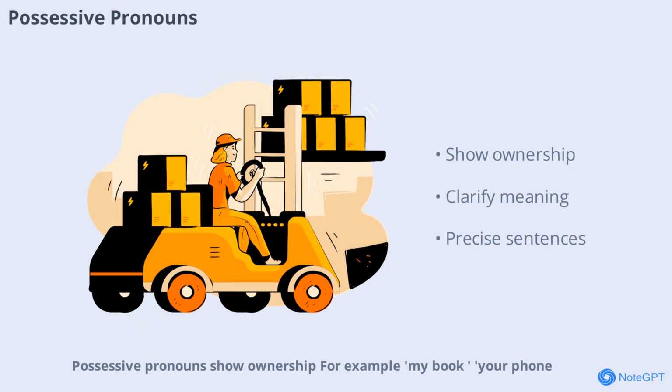Possessive pronouns show ownership. For example, my book, your phone, or their house. These words help you talk about what belongs to whom. The main possessive pronouns are my, your, his, our, and their. Using them correctly makes your meaning clear and your sentences more precise.